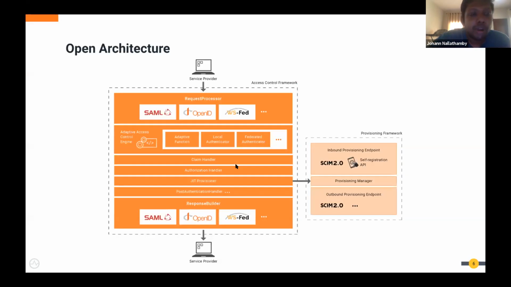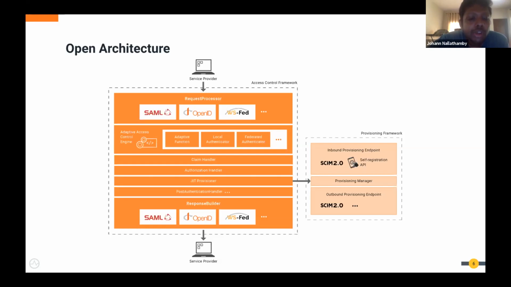So this is one of the important elements in the product which I mentioned, that is the open architecture. This diagram depicts one of the most important components or frameworks in our product, which is the Identity Federation and Access Control Framework. This is the framework that is used when an application interacts with the identity server and the user authenticates with the identity server, etc. And also on the right-hand side, you have the provisioning framework. So you can see each of the layers in these frameworks are pluggable extension points.